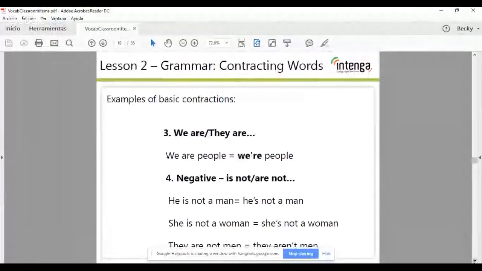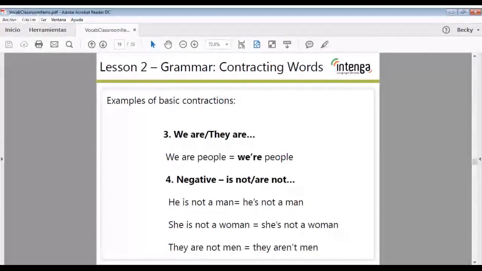Perfect. Moving on to the next one. You can see the bottom here, right? Okay, perfect. Why don't you read these for us? Examples of basic contractions: they are, we are equals we're, we are people. Negative is not, are not. He is not a man equals he's not a man. She's not a woman. They're not men. They aren't men.